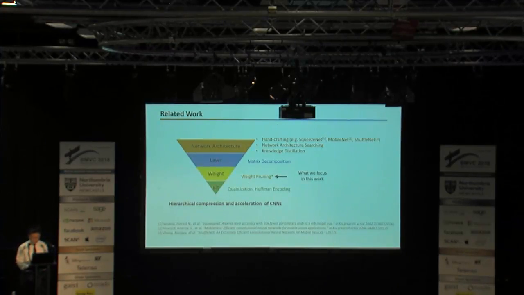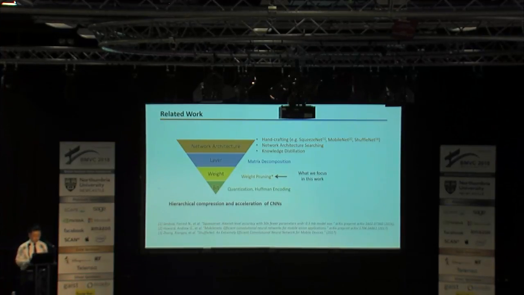Previous work indicated that there are several levels of convolutional neural network compression and acceleration. The first level is the network architecture level, which is to design very small networks to do the recognition or detection task. In recent years, there are networks such as SqueezeNet, MobileNet, and ShuffleNet. They are all small networks which require less computation. The second level is the layer level, where we try to use matrix decomposition to decompose a big matrix into multiplications of several small matrices, so as to reduce computation. And the third level, which we focus on in our paper, is the weight level.